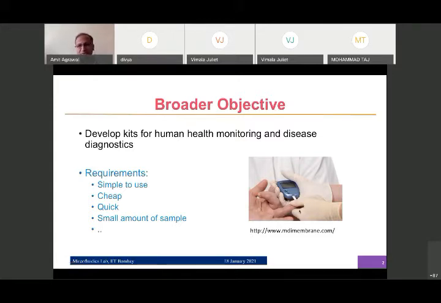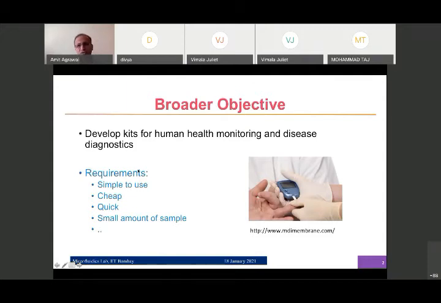From the engineering point of view, the requirements that can be posed are that the device should be easy to use, cheap, quick, and require a small amount of sample, and so on. But meeting all these requirements is not very easy, and that's why the whole subject has become so interesting and relevant for us in today's time.